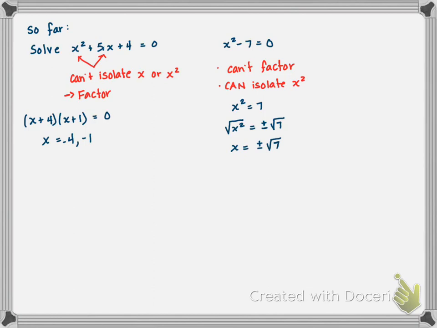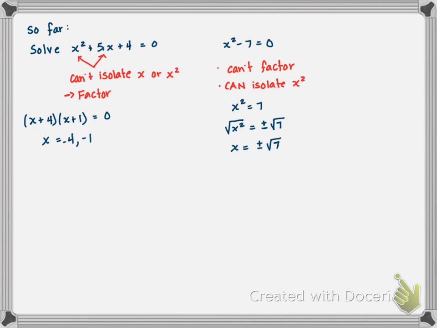So this covers a couple of cases, right? This covers what to do if you can't isolate x, but you can factor. And it covers what to do if you can't factor, but you can isolate x, right? So those two methods take care of both those situations, but we don't yet have a method for when you can't do either of those.